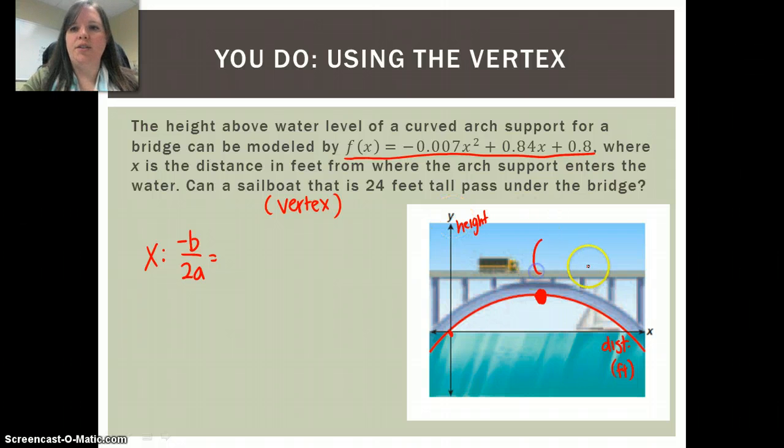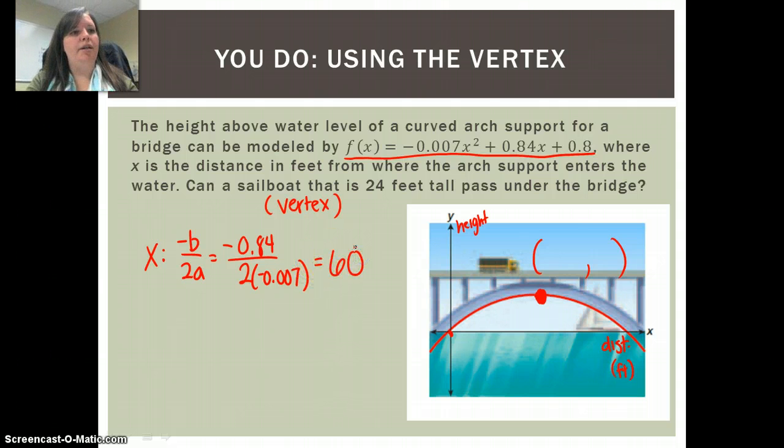Where's this vertex? So negative b over 2a: negative 0.84 over 2 times negative 0.007. And I'm going to need my calculator for that one. Negative 0.84 divided by 2 times negative 0.007 is 60. Thank goodness that works out nicely.